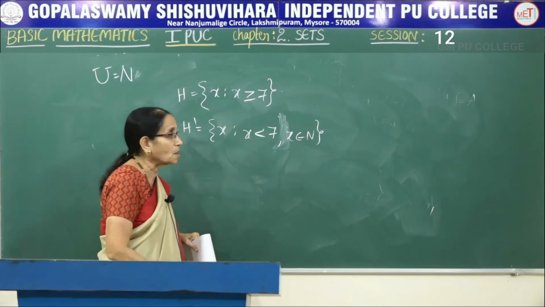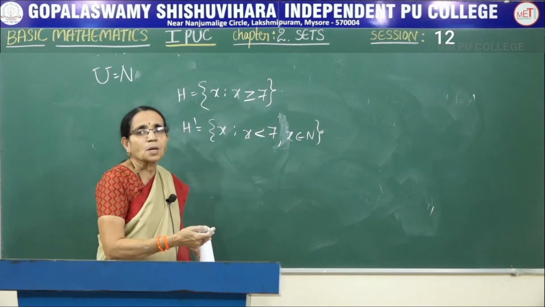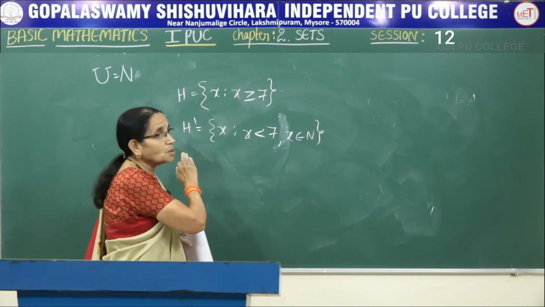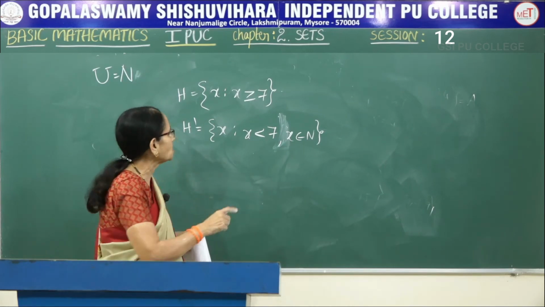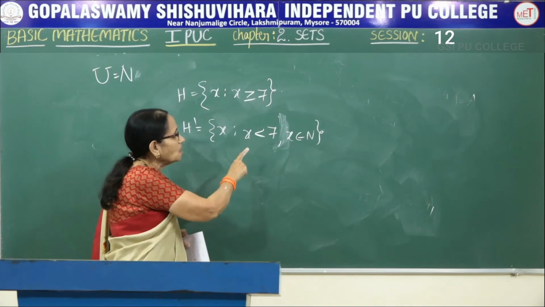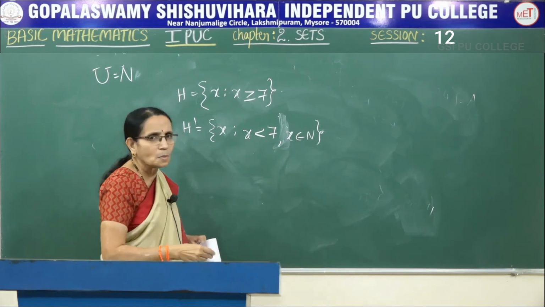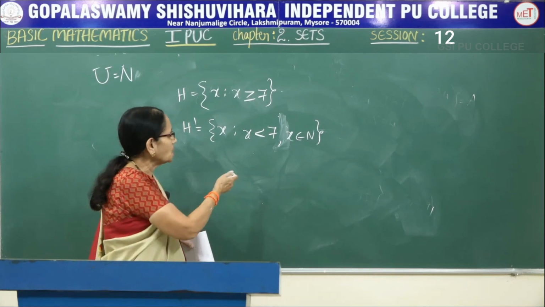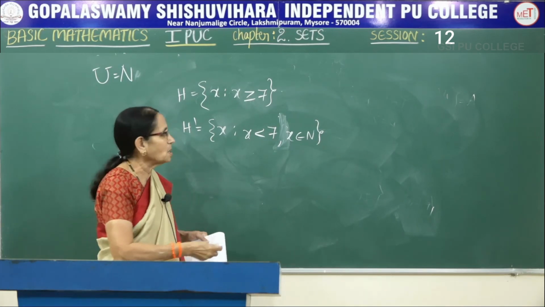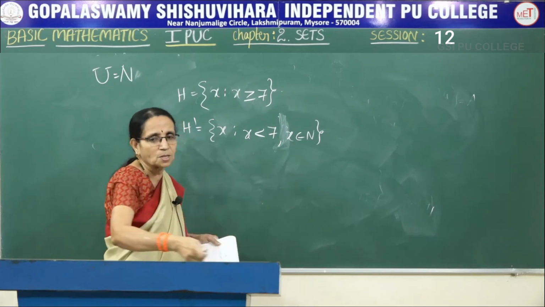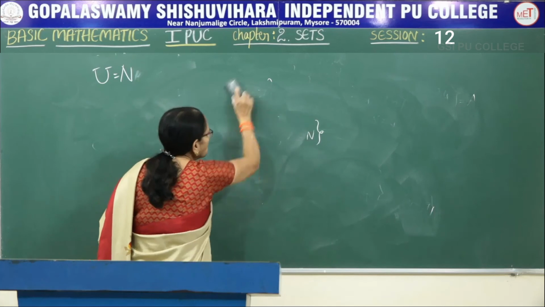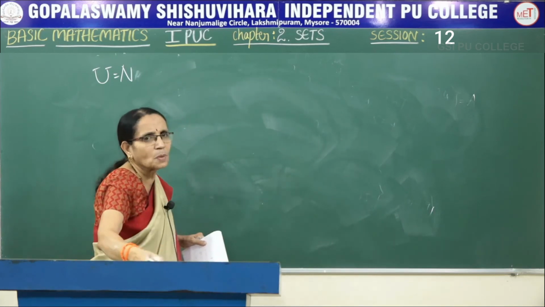X belongs to n, because less than 7 means you can go for the negative numbers also, 0, minus 1, minus 2. But since the universal set is the natural numbers, you have to write x less than 7 and x belongs to n. So what are the elements possible? 1, 2, 3, 4, 5, 6. Here it becomes a finite set. You can write the actual elements, but even if you write x is less than 7 and x belongs to n, that would be enough, and these are all again 1 mark questions.